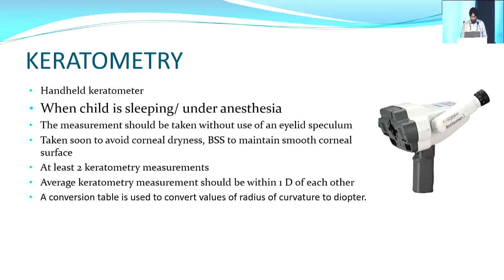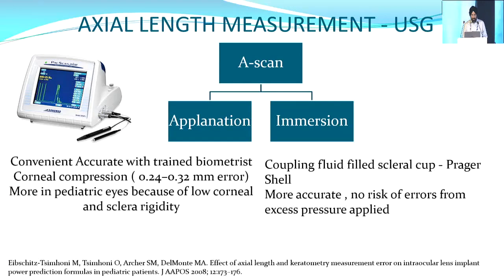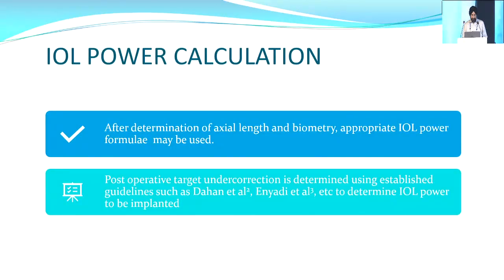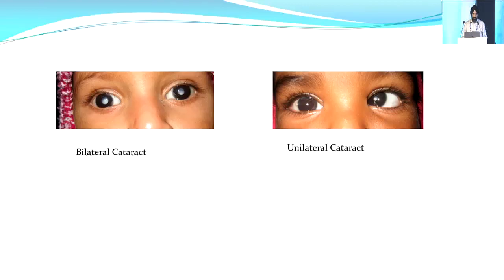So this is just a handheld keratometer, where when the child is sleeping, we could do the keratometry readings. And the axial length measurement, again, with the A scan, what you'll have to do, not very accurate as the IOL master, but yes, will give you a fairly good idea. So IOL power calculation, target your undercorrection, depending upon the age of the child, depending upon whether it's a unilateral or a bilateral cataract. If it's a bilateral cataract, all the investigations, which I'll be telling you in the next maybe 1 or 2 slides, that's it.